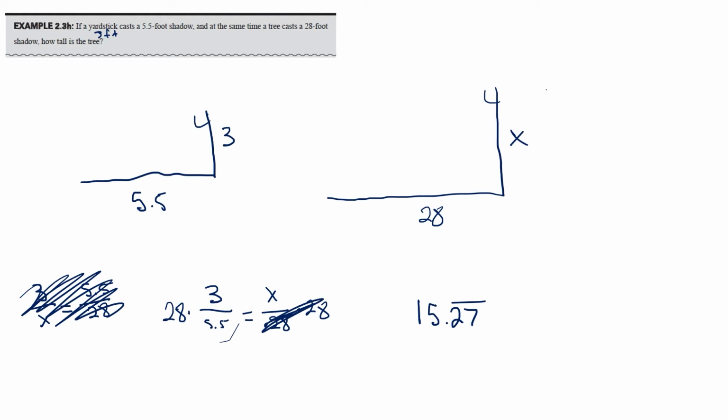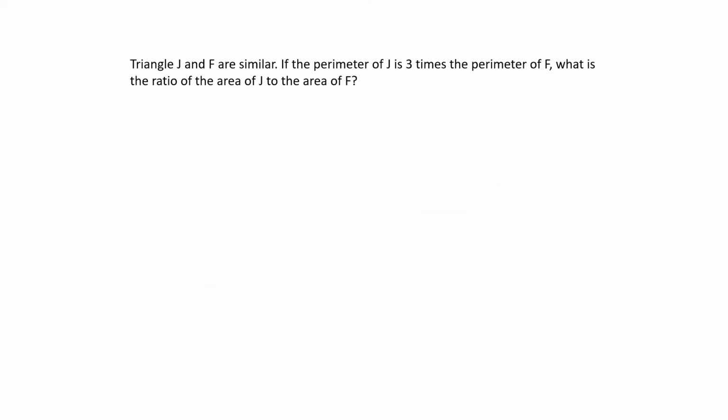Now, the way we're going to use them is a little different, and honestly, I think maybe not easier, but more the same throughout. So let's look at this one. Triangle J and F are similar. If the perimeter of J is 3 times the perimeter of F, so in the first dimension, J to F has the ratio, the proportions to each other, of 3 to 1, because the perimeter is 3 times as big on J as on F. What is the ratio of the area of J to F?